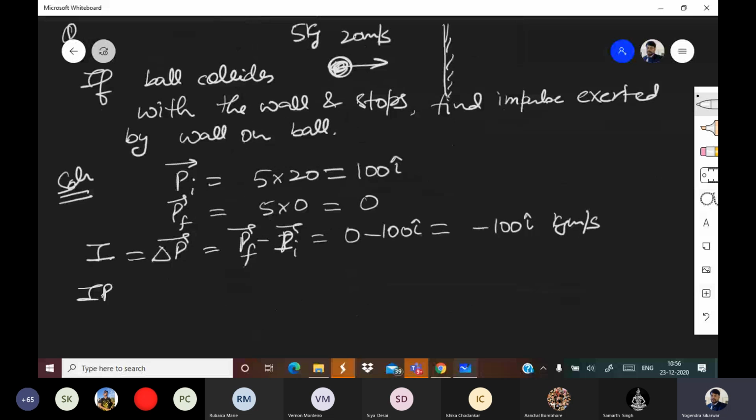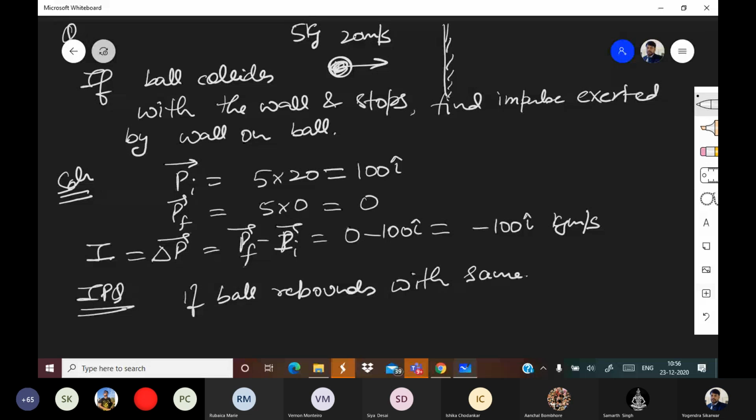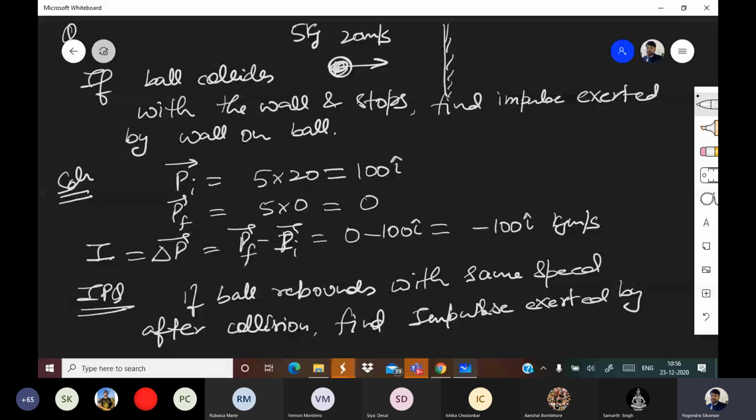IPQ. IPQ means in the previous question. IPQ, if the ball rebounds with the same speed after collision, find the impulse exerted by the wall. Please find.